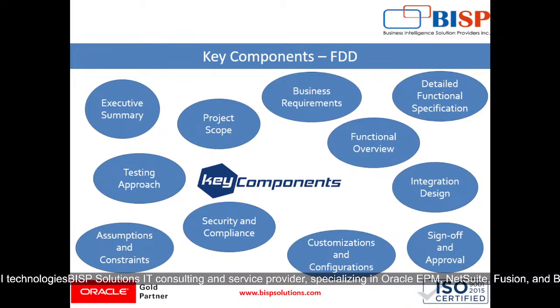Then comes integration design. The purpose of making integration design is to describe the data flow and integration with other systems. The content involved in the integration design is source and target systems, data mapping and transformation data, API specifications and file formats if applicable, and integration points and frequency of data transfer.